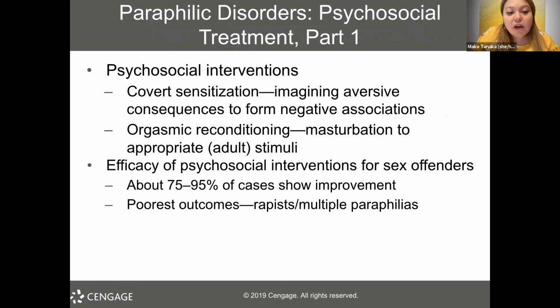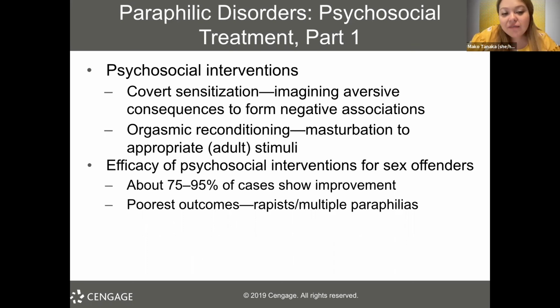And just like we saw with general sexual dysfunctions, the treatment of paraphilic disorders may include a type of psychosocial intervention. These types of interventions can be like behavior therapy, where a therapist works with a patient to change the associations they have in their head between an inappropriate object and try to make it a little bit more neutral.